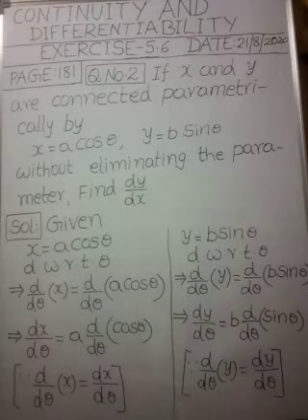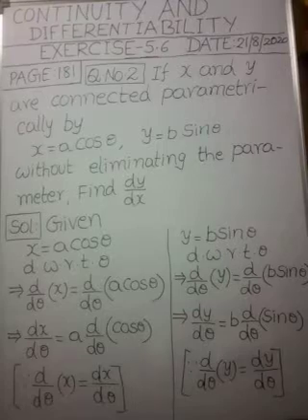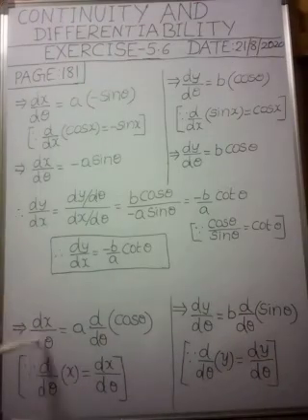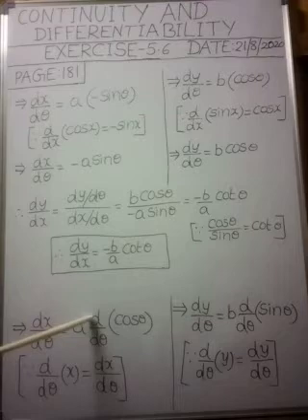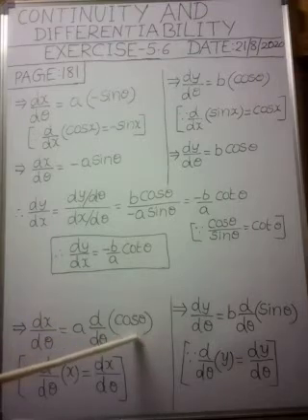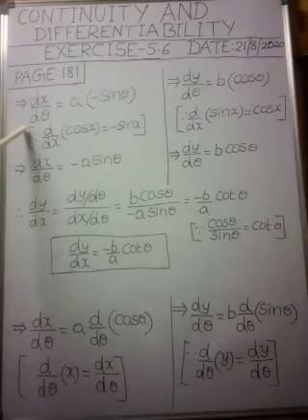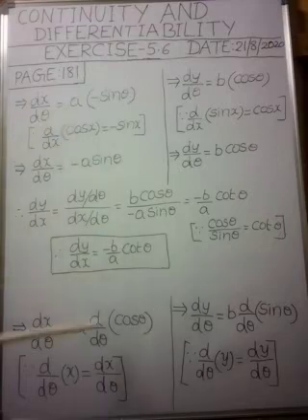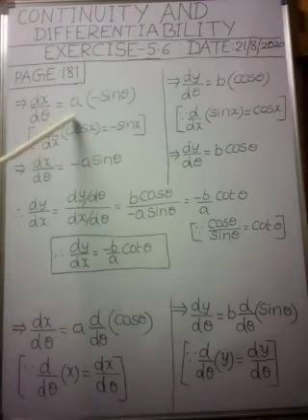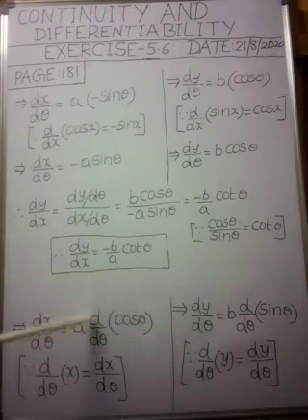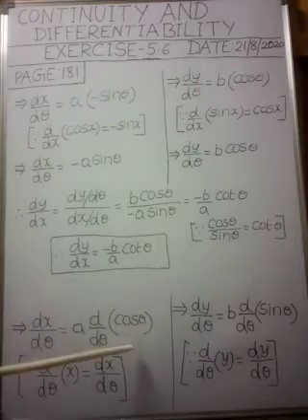Understood this step, my dear children? Right. Now come this side: dx by d theta is equal to a into d by d theta of cos theta. LHS I wrote as it is. The numerical coefficient a, I wrote it as it is. We have to simplify this part, d by d theta of cos theta.